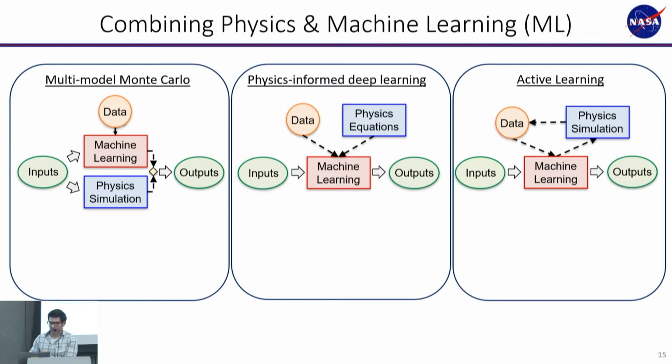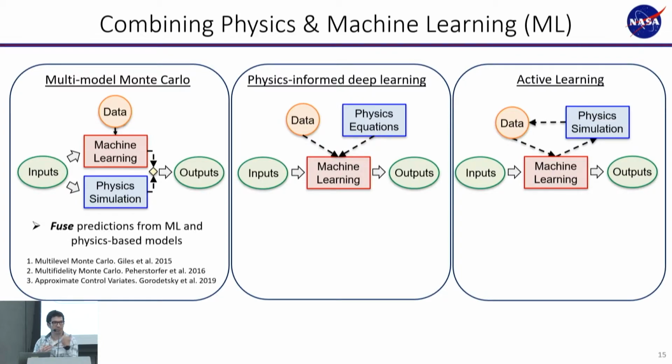So these are three diagrams or motifs for three different methods that leverage this concept. First, we're going to talk about multi-model or multi-fidelity Monte Carlo. This idea that we want to fuse predictions from a machine learning model with a physics-based model, so two standalone models, into one unified prediction for statistical estimators for some quantity of interest.